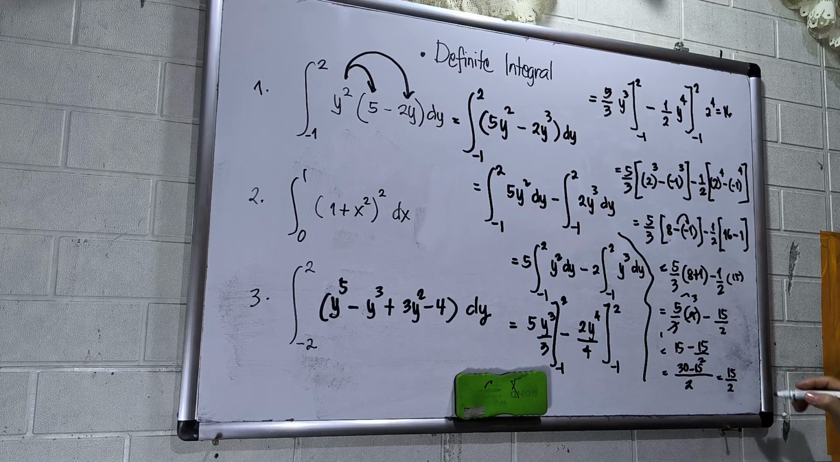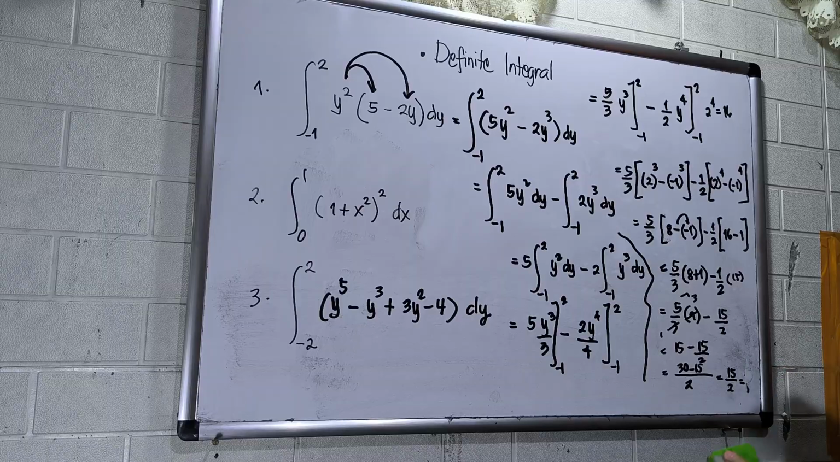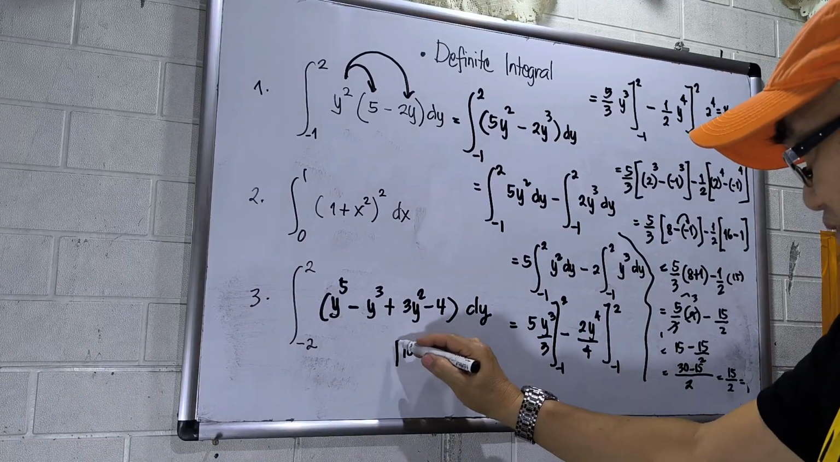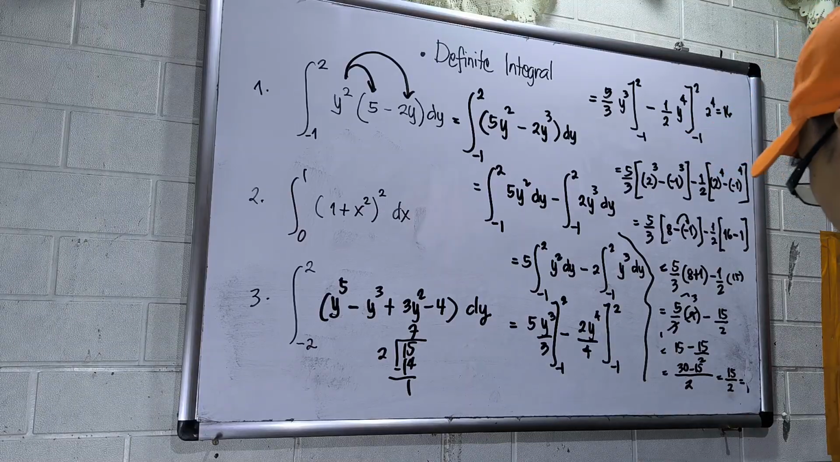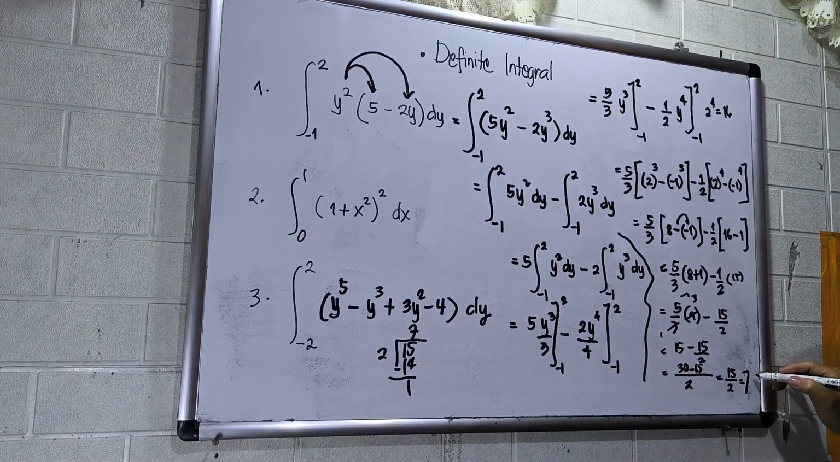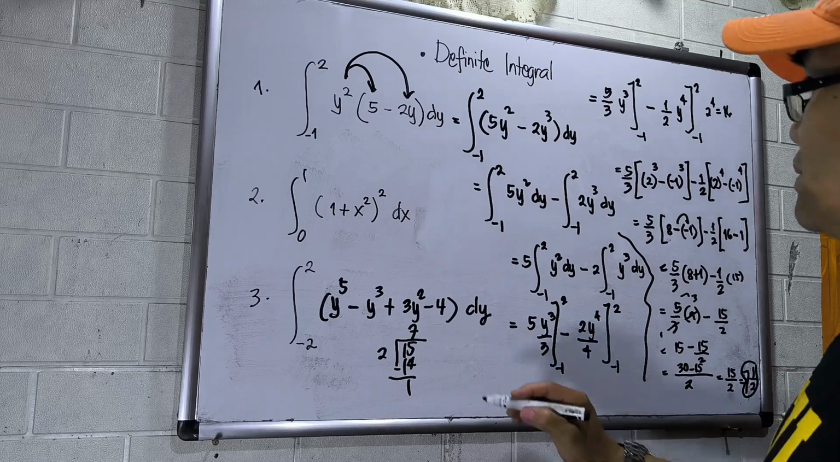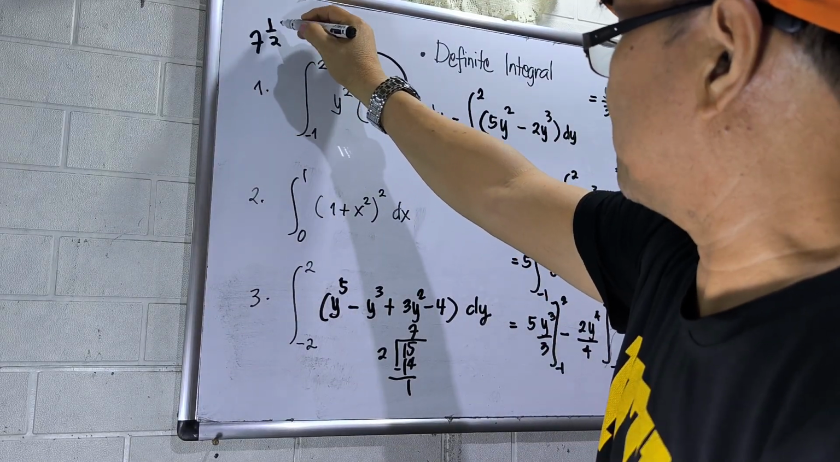Then 15 divided by 2 is 7, and then the remainder is 1, so this will be 7 and 1 over 2. So this is now the number 1 answer. Number 1 answer is 7 and 1/2. Okay?